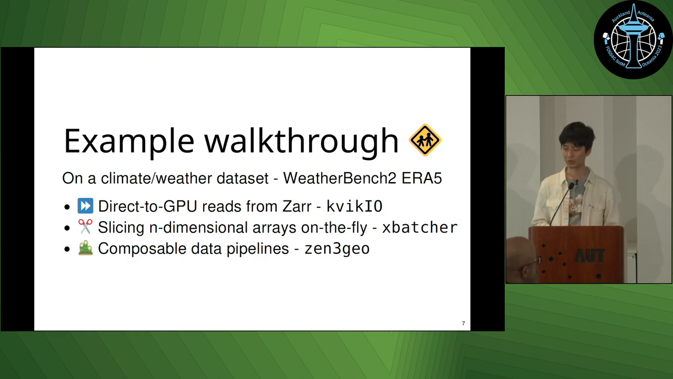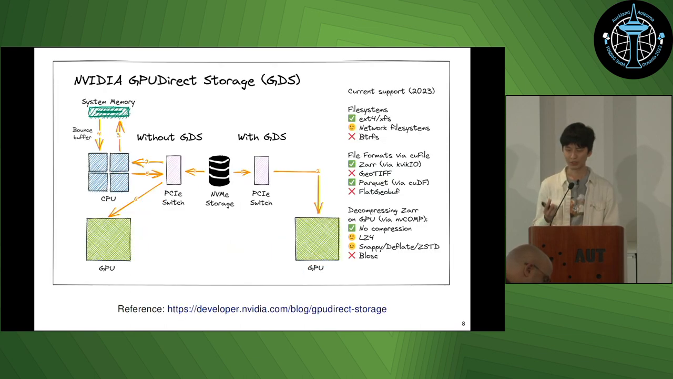So I'll demonstrate how we can read from this Zarr. This dataset is stored in a Zarr store. So how we can read from Zarr directly to the GPU using a library called kvikIO, how we can subset on the fly out of this big data cube using a library called xbatcher, and how to chain these operations together using a library called Xarray-Spatial, which allows us to create these composable data pipelines. So a lot of complicated data pipelines for custom machine learning pipelines. And to start, we'll be reading the file from the Zarr store.